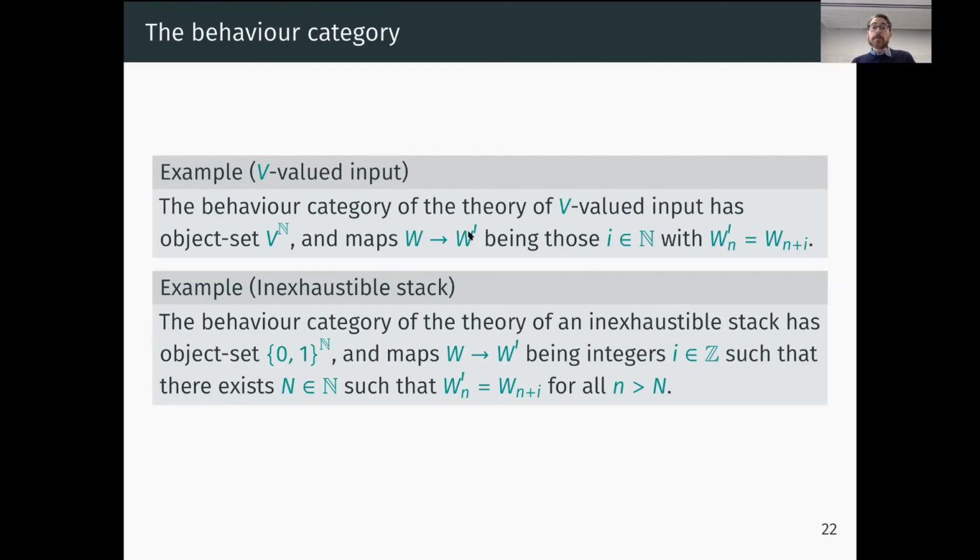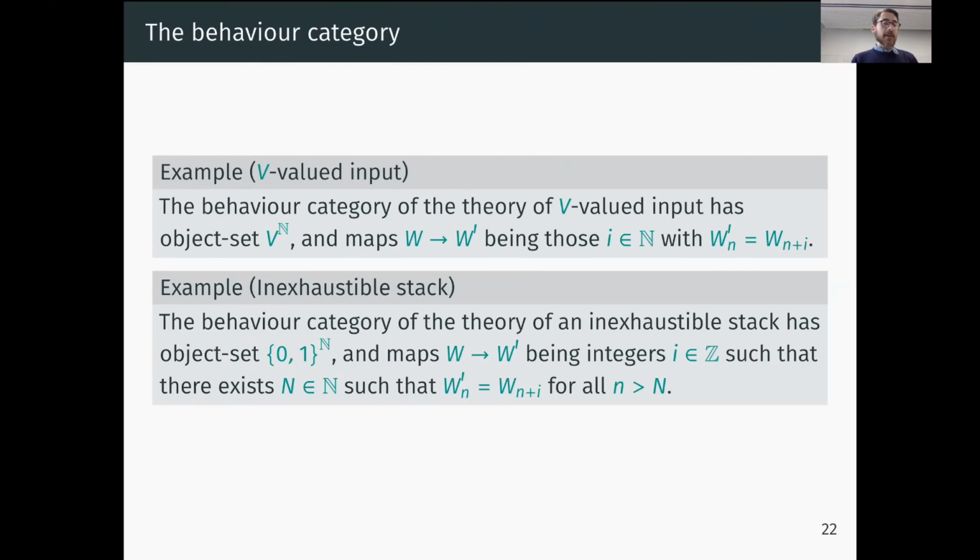And a map from W to W prime, basically there's a map from W to W prime if W prime is obtained from W by deleting some initial segment. Okay? On the other hand, for this example of the inexhaustible stack, what does this category look like? So the objects are just all the infinite binary strings. Okay, and those encode the possible states of an inexhaustible stack, right?